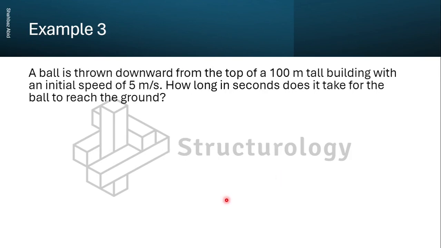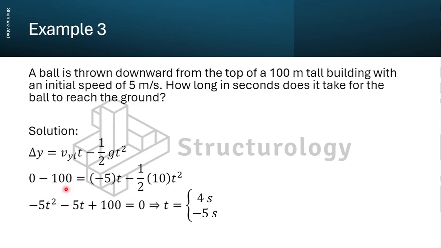Let's see example 3. A ball is thrown downward from the top of a 100-meter tall building with an initial speed of 5 meters per second. How long in seconds does it take for the ball to reach the ground? Initial position is going to be 100, that is the height of the building. The initial velocity is going to be -5 because it was thrown downward, and acceleration is constant, that is 10.